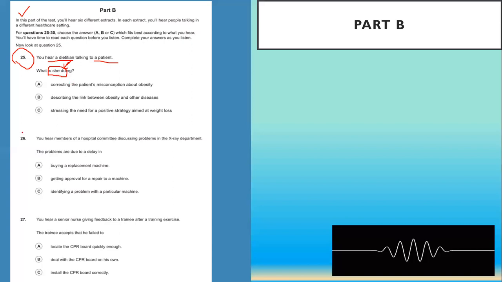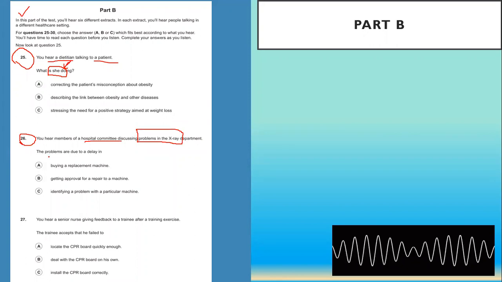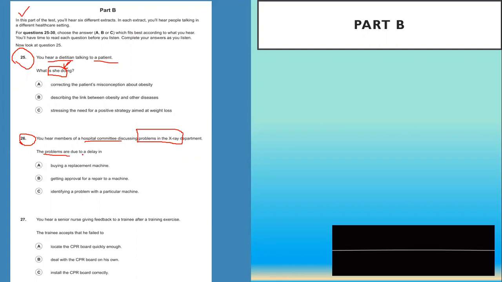Now we have here question 26. You hear members of a hospital committee discussing problems in X-ray. So the focus of this question is the problems in the X-ray. The problems are due to delay in what? Is it the cost of buying a replacement machine, or is it getting approval for repairs to a machine, or identifying a problem with a particular machine?